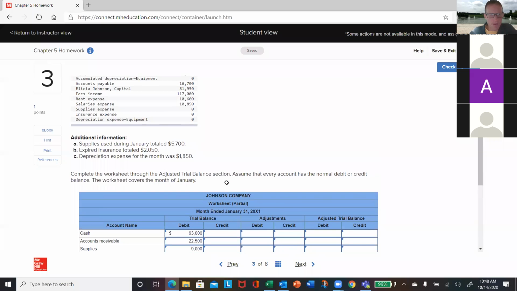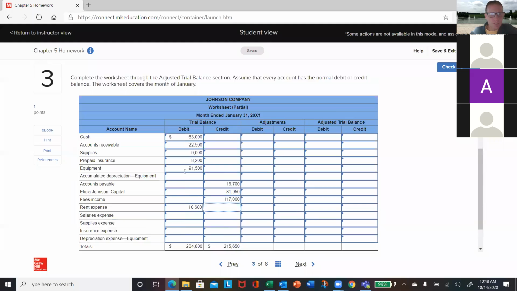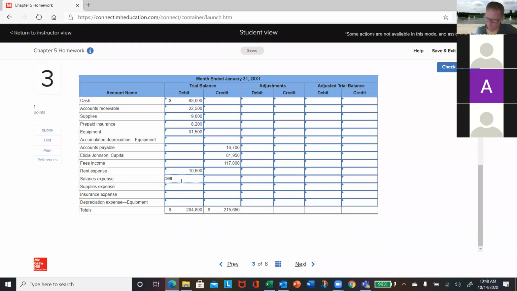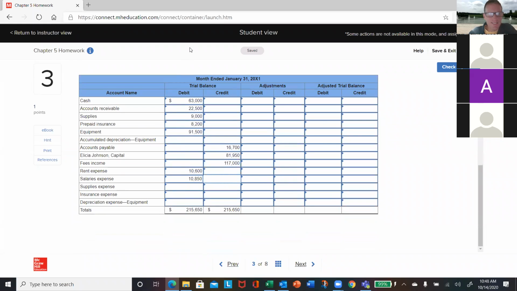And then the rest of them, you've got rent expense, which is 10,600, debit. And then salaries expense, which is 10,850. I think that's everything else. I just want you to see this is all the data they've given you in the problem, but you still have to know which column to put them in. This is based on what we learned before: where should the balance be, on the appropriate side? Notice debits equal your credits, 215,650.